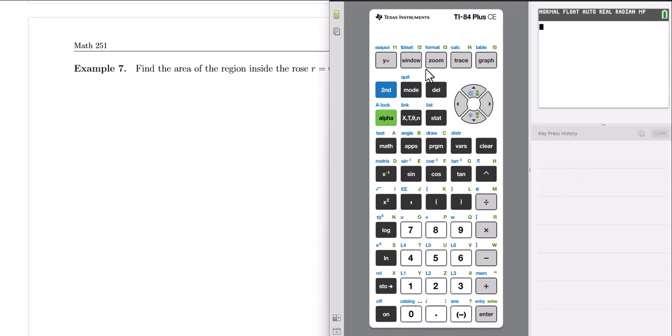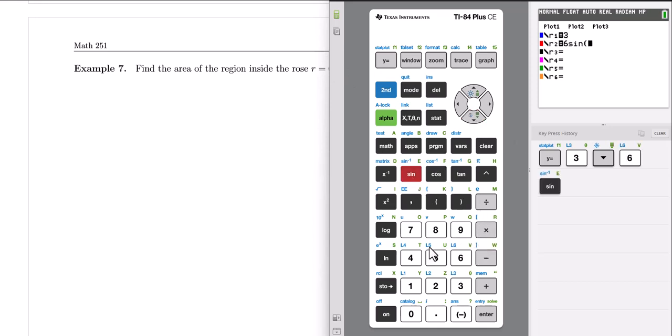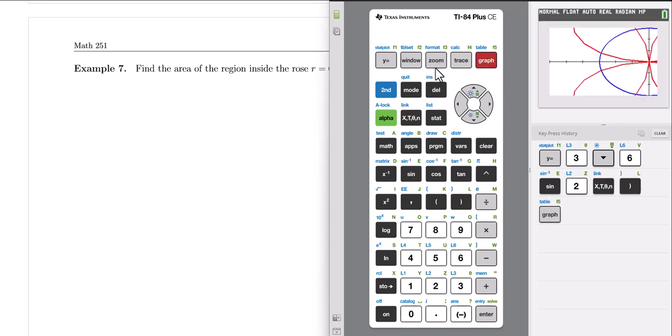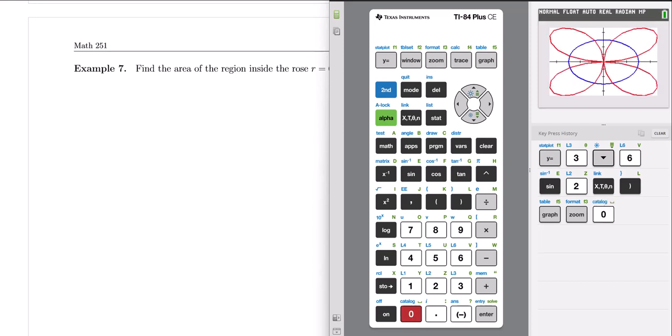Well, let's see, we have the circle, r equals 3, and our rose, which I'll put in red here, and this one here was 6 sine of 2 theta. So taking a look here, whoops, now remember, we have to change our window, so just click zoom fit. There we go. So now we have our rose petals and a circle.